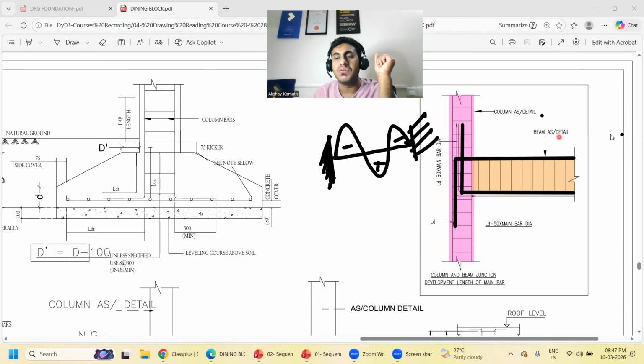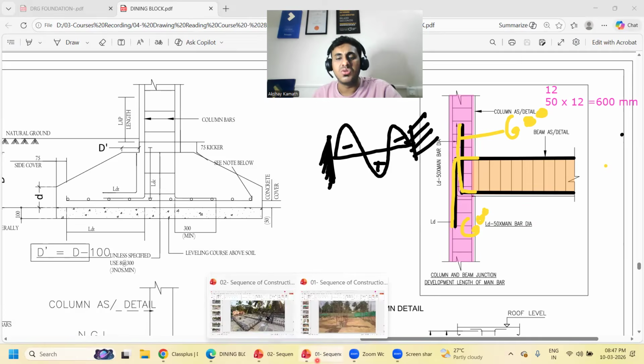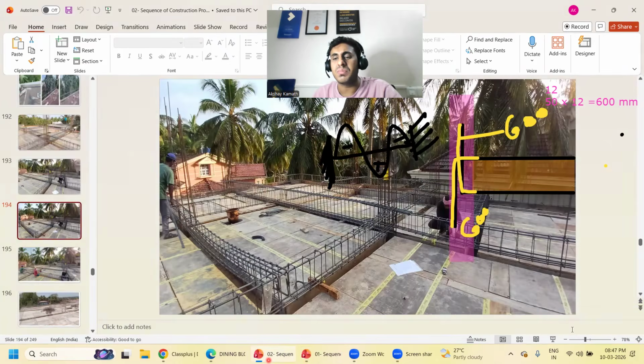For example, if you're using a 12 diameter bar, your LD will be 50 into 12, which comes out to be how much? 600 mm. So this length from here to here has to be 600 mm. That's it. Got it? So understood the concept. Same for this also. This also has to be 600. Again, it depends on the diameter of the bar. If both the diameters are 12, then 600 will come. Understood the concept?